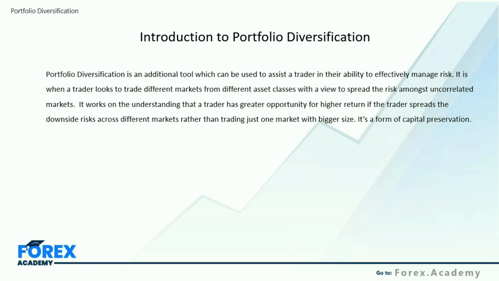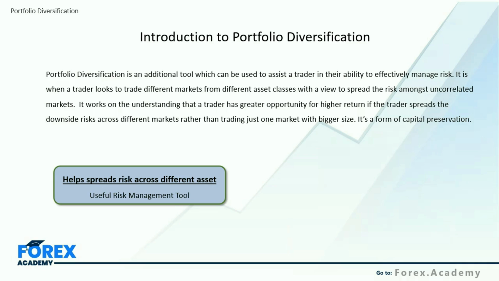So it is when a trader looks to trade different markets from different asset classes, ultimately with a view to spread the risk amongst uncorrelated markets. So it works on the understanding that a trader has much greater opportunity for higher return if the trader spreads the downside risks across different markets rather than just trading one market with bigger size, for example. So it is a form of capital preservation, and we'll explain why that is the case very shortly.